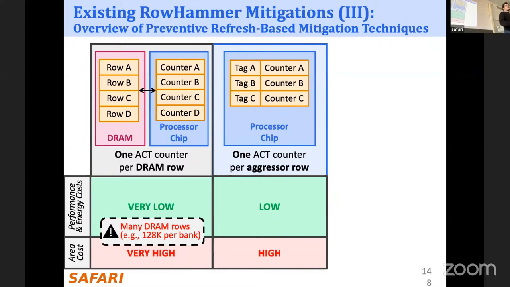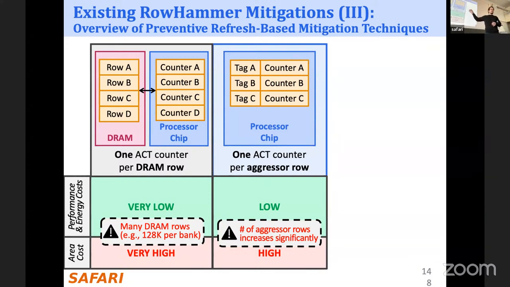And the counters you need to implement increase with the number of aggressor rows. And the number of aggressor rows increases with reducing RowHammer threshold. Let's say that you have a RowHammer threshold of 1,000. That means in a refresh window of 64 milliseconds, you can activate 64 million divided by 1,000 different rows to a point where they are inducing bit flips. That's the number of aggressor rows you have. And when you reduce the RowHammer threshold to 500, for example, you have twice as many potential aggressor rows. You need to be able to track all of them. So your area costs will increase. And there's a point actually where the area cost of this exceeds the area cost of the other one.